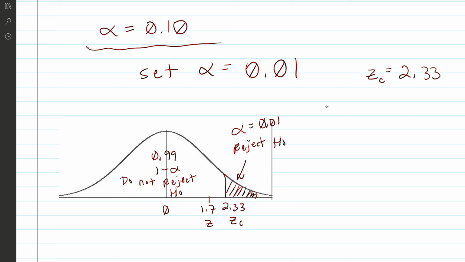This graphical representation shows the impact of this change, because as you can see, the shaded region no longer includes my calculated z-score of 1.7. Therefore, now I do not reject H naught and cannot claim the average grade of those using my notes will be greater than an 87. In general, a hypothesis test that rejects H naught is most impressive with a low value of alpha.